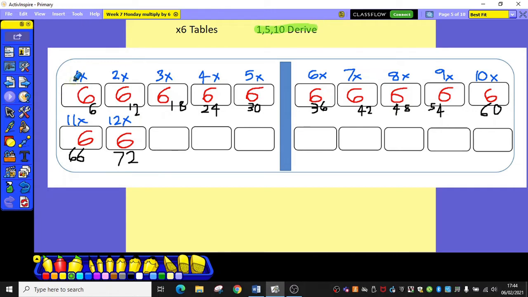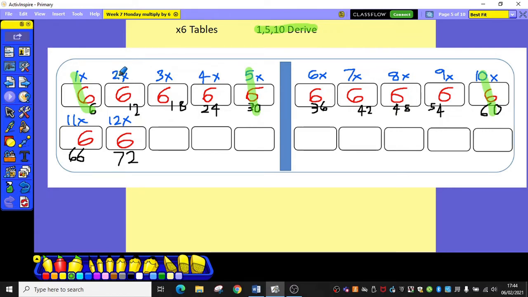which basically means that 1 times 6 we tend to know. 10 times 6 we tend to find very easy. And lots of us are very confident with our 5 times table as well. And effectively, knowing those tables, should we forget some of our others, we can be using them to help us.